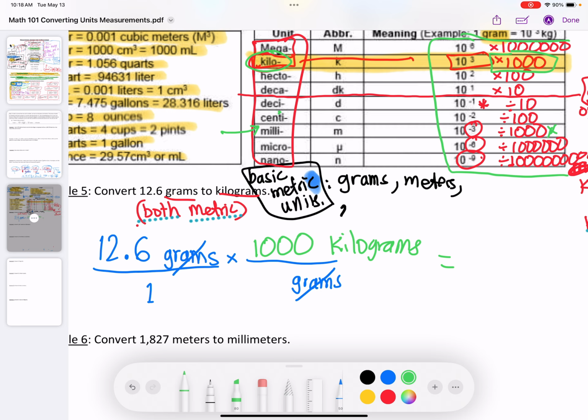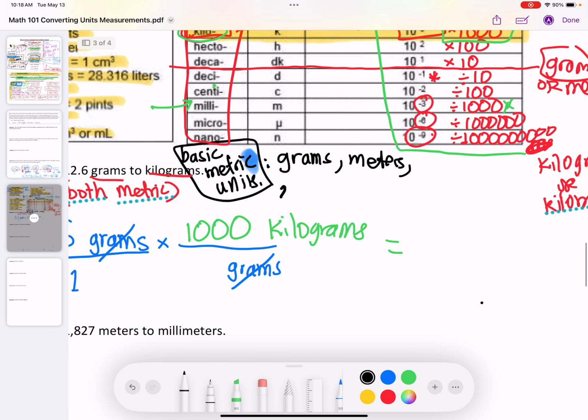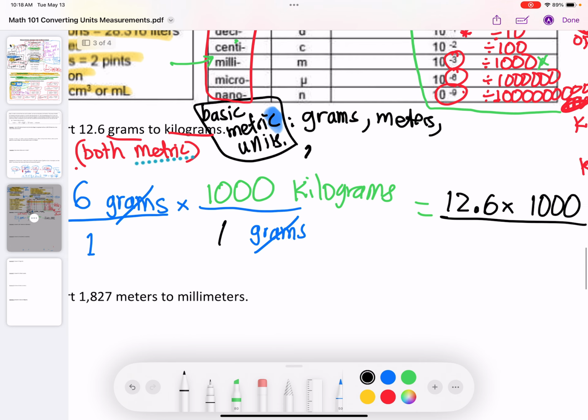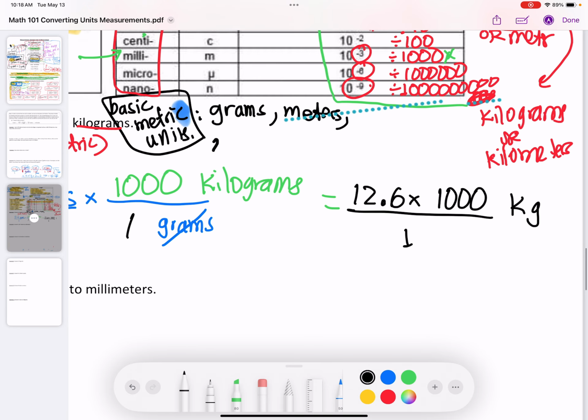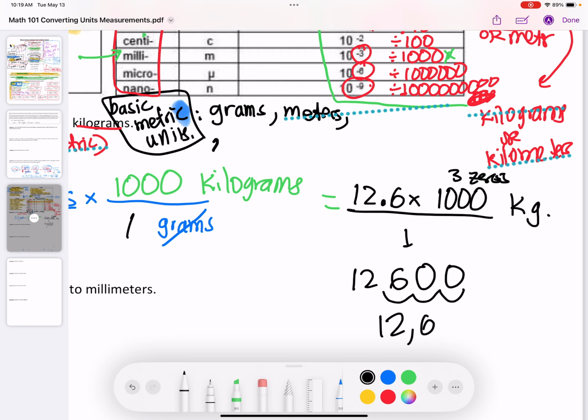This whole unit fraction idea. It's pretty simple, but it's good practice for the problems where we're not able to do that. So what I'm doing is multiplying 12.6 by 1,000, and I'm supposed to get kilograms. The denominator is just 1 times 1, so that's it, and we're going to end in kilograms. Multiplying by 1,000 just moves the decimal. How many zeros did I have? There are 3 zeros, so I move the decimal 3 times, 1, 2, 3. That means I add 2 zeros, so there are 12,600.